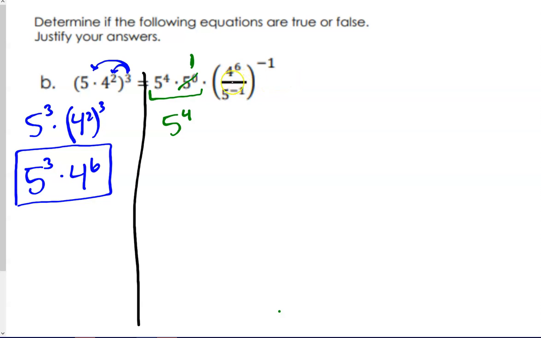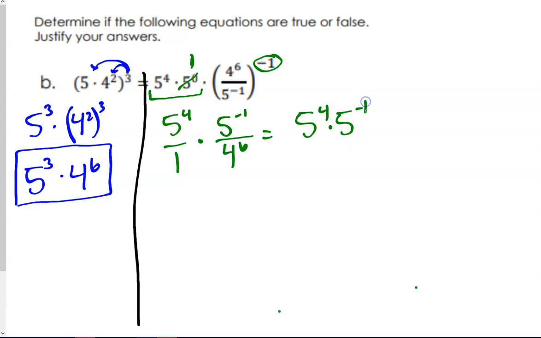Okay. Our fraction over here, the entire fraction is raised to the negative 1 power. This whole thing having a negative exponent means that the entire fraction is in the wrong spot. So I'm going to flip it. So 5 to the negative 1 should really be in my numerator, and 4 to the 6th should be in the denominator. I'm going to go ahead and make this a fraction since we're dealing with fractions now. So now we have 5 to the 4th times 5 to the negative 1 in my numerator, and I have 4 to the 6th in my denominator.